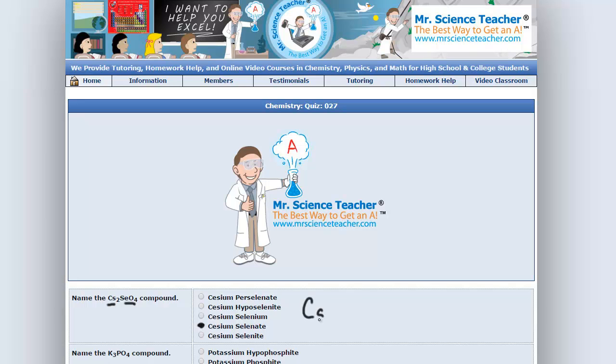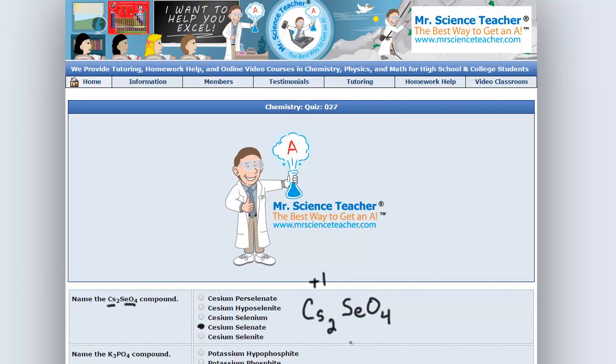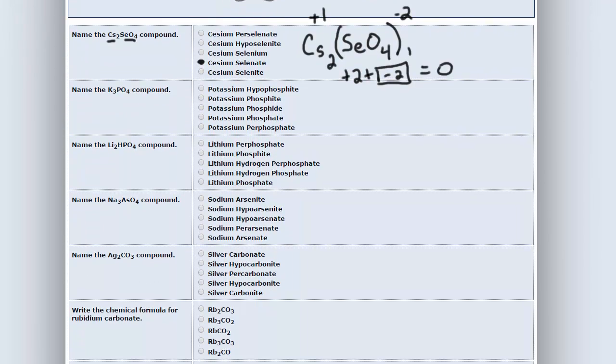So we have Cs2SeO4. Now cesium is a +1 ion. A +1 times 2 is a +2. +2 plus some other number equals 0, and that number is a -2. And I have one of these selenates, one of these units. So some number times 1 gives us a -2, and so selenate is a -2 charge. All right, let's go on to the next one.